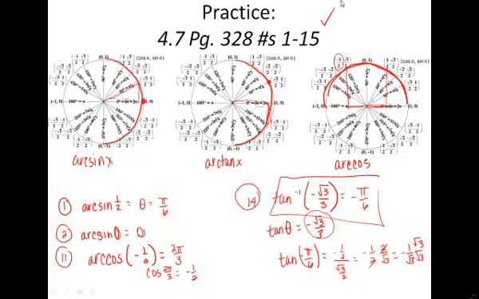Alright, you still have some more practice problems with this. You're truly using the unit circle as you look backwards with these relationships of side-to-side ratios and angles.